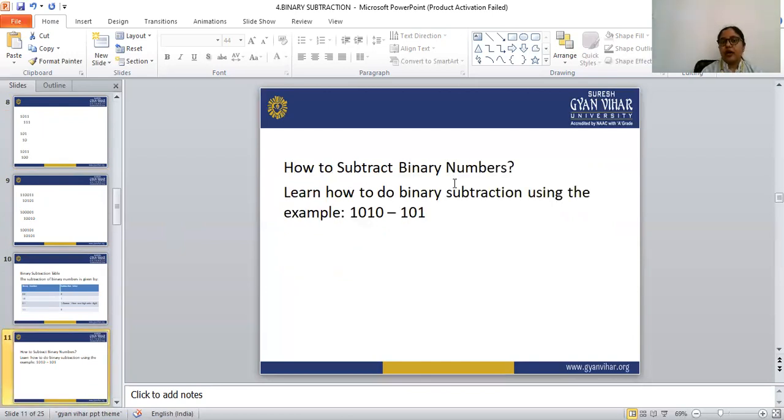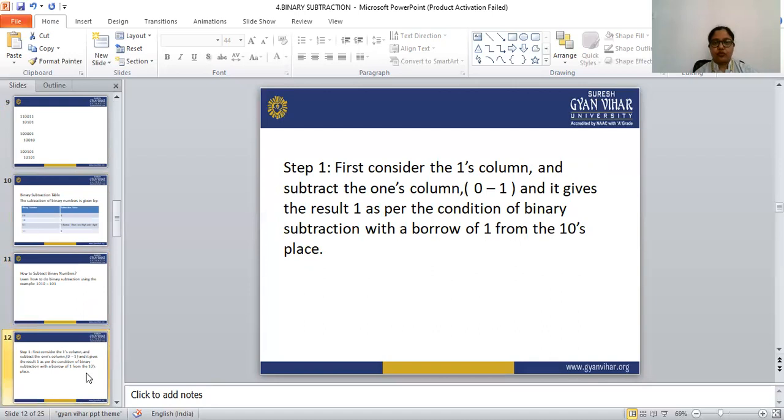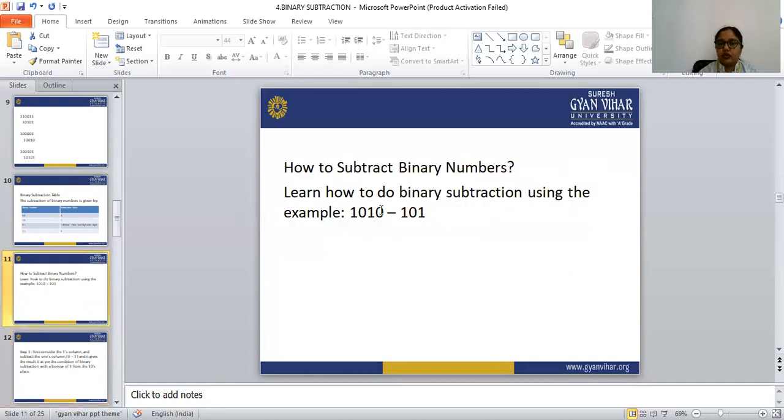How to subtract binary numbers. 1010 minus 101. The first step of this subtraction is to consider the ones column. The ones column is the 0 from this number and the 1 from this number. The twos column is the 0 from here and the 1 from the second digit. Then the hundreds column, and the thousands column has only the 1 here.